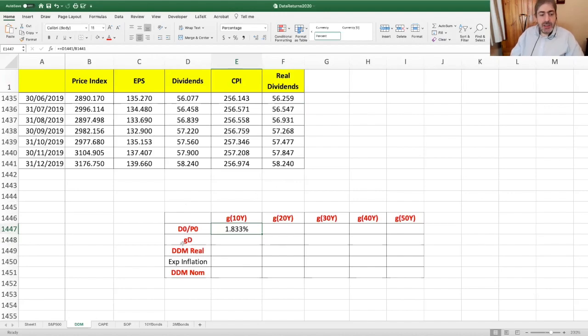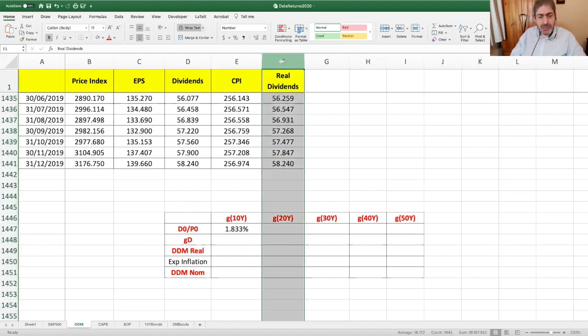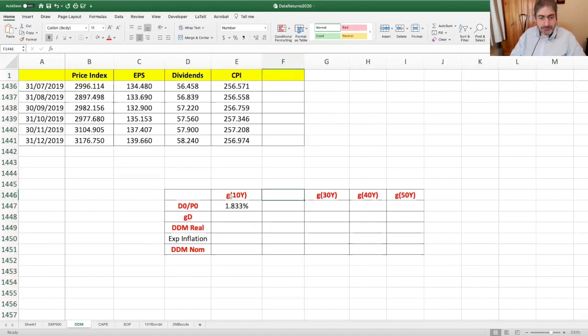Okay, so now we need to estimate the growth rate of dividends. Now, to estimate the growth rate of dividends, we want to use the real dividends. Sorry, do you have the real dividends in your table or not? Okay, sorry, I made a mistake. We are going to redo it together. I didn't clean up my table. So we need the real dividends. So we're going to create a new column that we are going to call real dividends.